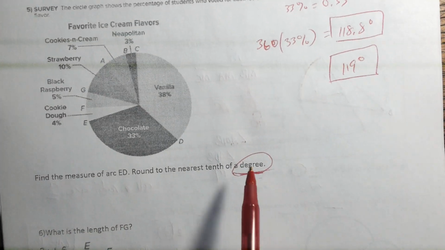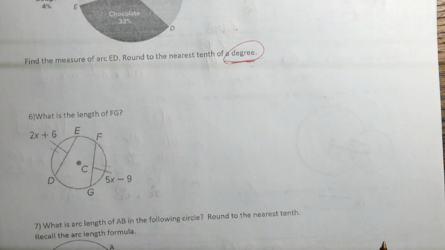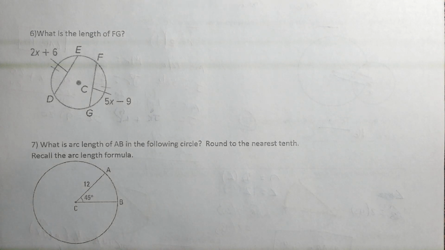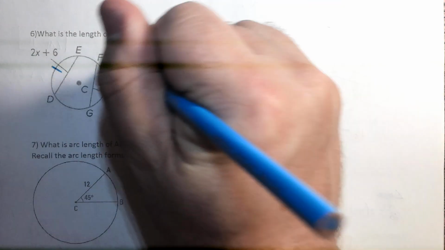That's why I always tell you, what is it asking for? I'm ignoring my own rule. All right. Number 6, what's the length of EF?